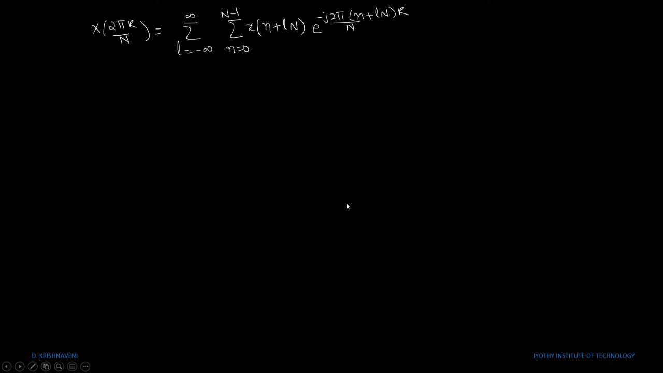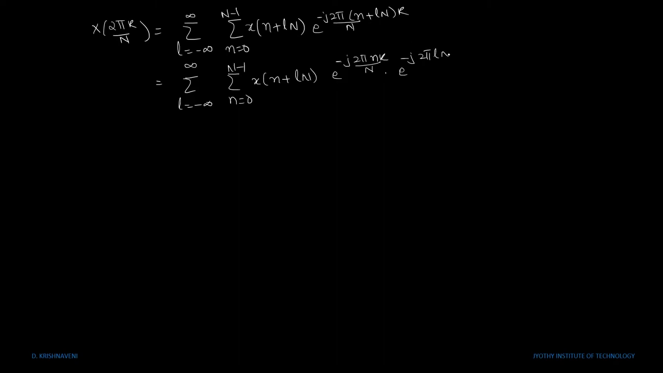Now what we have to do, we are going to take this particular summation and expand it, or separate out this exponential term. So I'll write it as summation l equal to minus infinity to infinity, summation n equal to 0 to n minus 1, x of n plus ln, e to the power of minus j 2 pi n k by n, into e to the power of minus j 2 pi ln k by n. So in ln k by n, the n and n get cancelled.